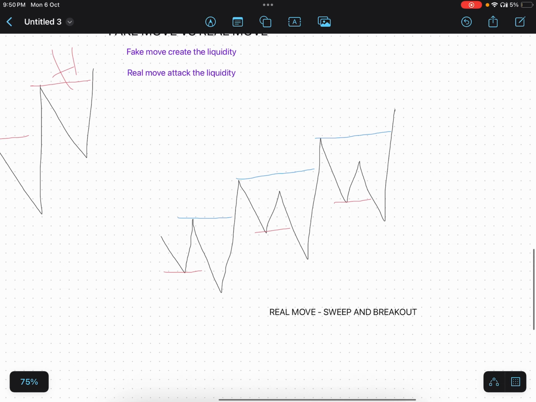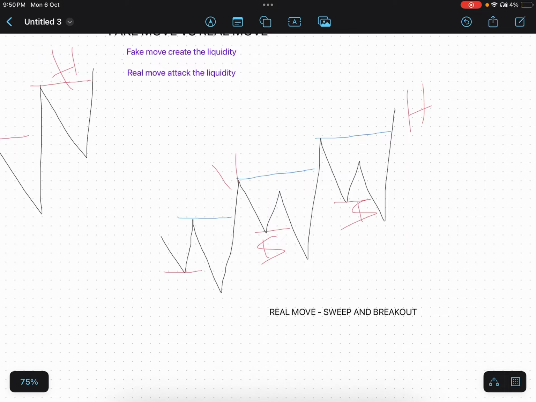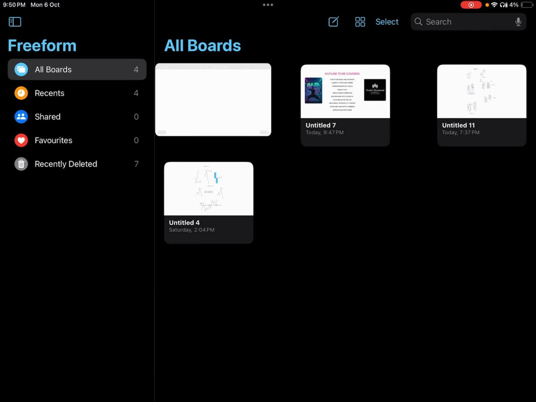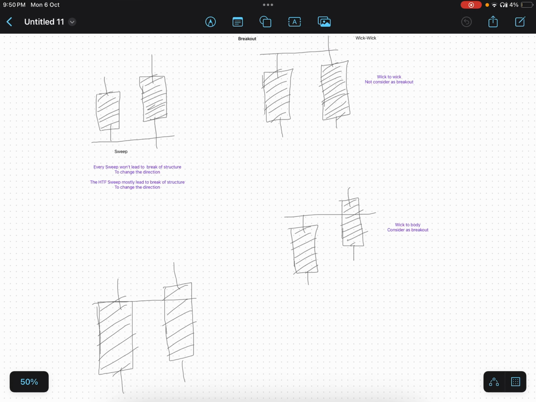So this is the real move. The real move attacks the liquidity here, which was created by the fake move. Understand? So the fake move created a liquidity, the real move attacked the liquidity and made new higher highs. So this is about the market structure. Hope you understand this topic about how the market structure is formed in terms of SMC, or rather it is a basic term, not only SMC. It's a basic term for how the market will move.